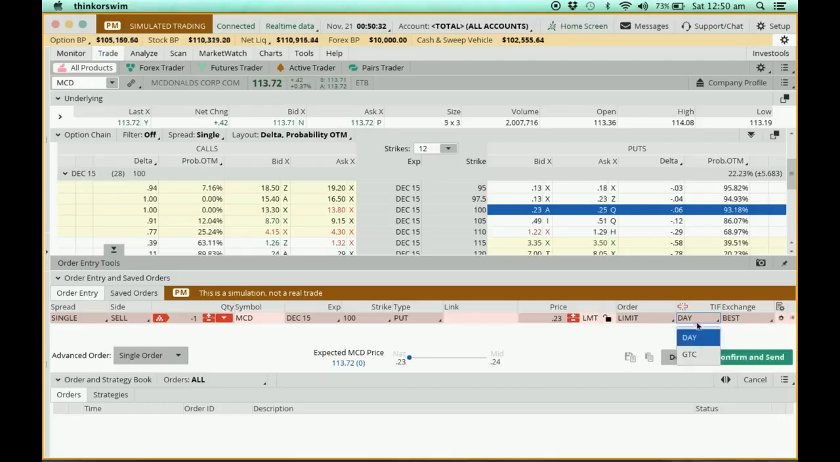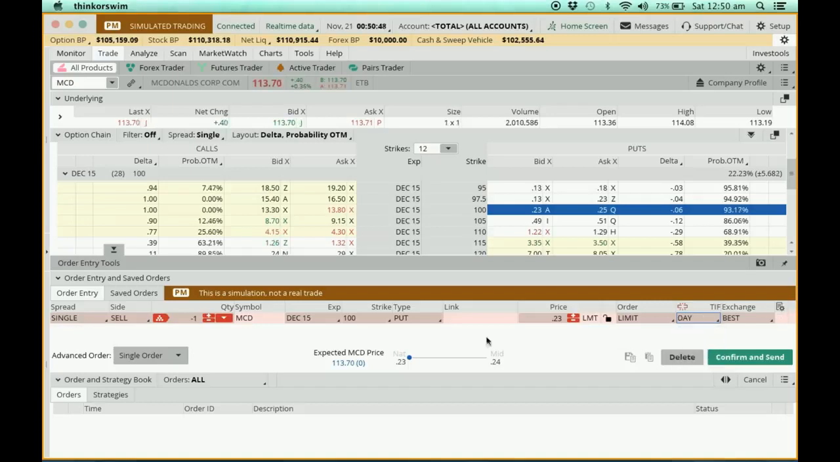Of course you can change it to this thing called the GTC, which is good till cancel. It means that if you don't get the trade, it will stay in the system until you cancel it. Maybe for this one I'll choose the day.